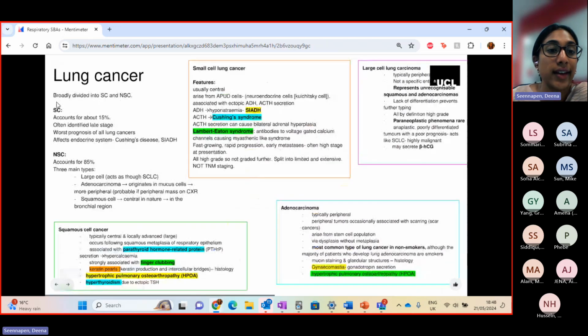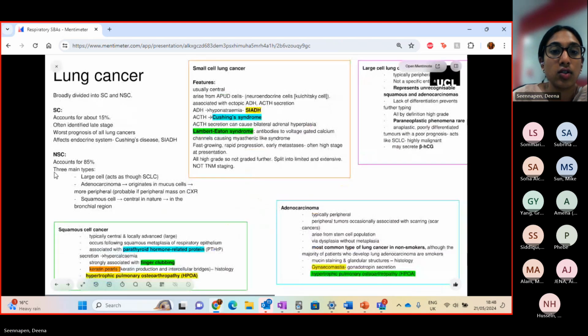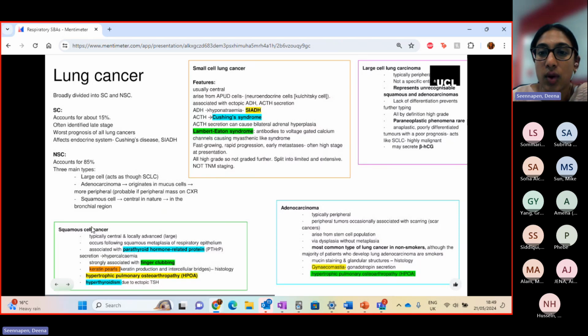We can divide lung cancer into small cell and non-small cell. Small cell accounts for about 15%, often with worse prognosis. And the non-small cell can be divided into squamous, adenocarcinoma, and large cell lung carcinoma as well.